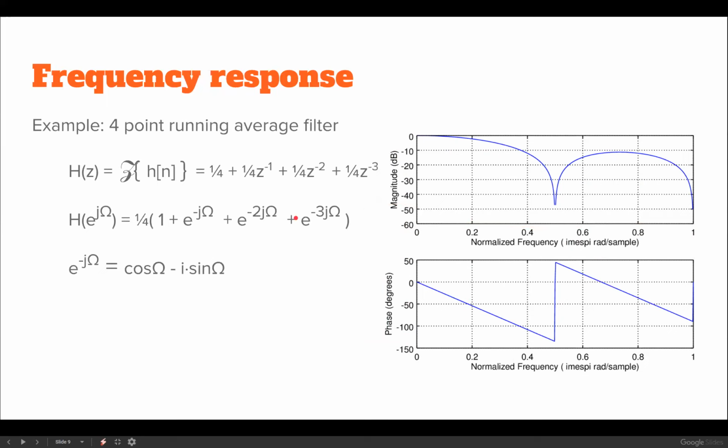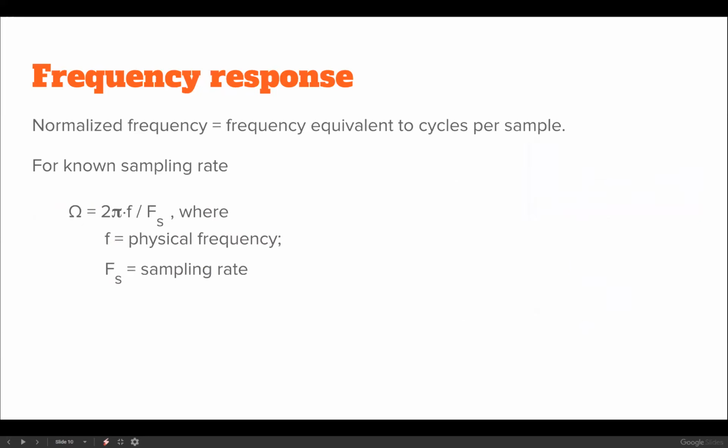Yeah, so 4-point running average. e to j omega is actually cosine omega minus j sine omega. The frequency response is that one, and taking that formula into account, you can have a closed form formula for frequency response. On the other hand, it doesn't make much sense. We are in digital domains. Usually it's faster to calculate things than to start using those symbolic functions.